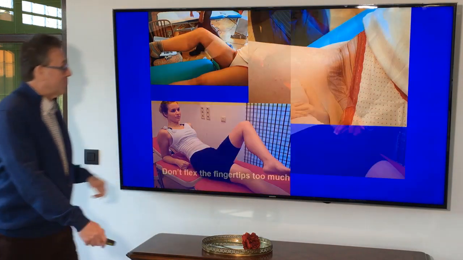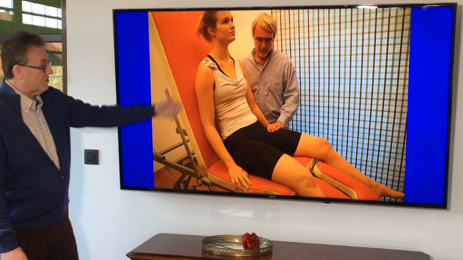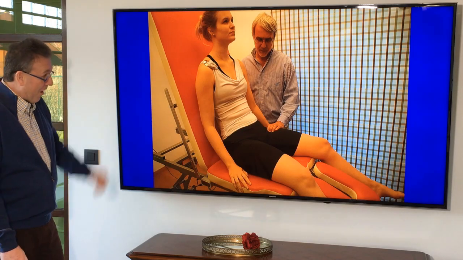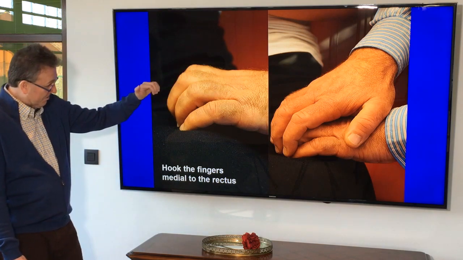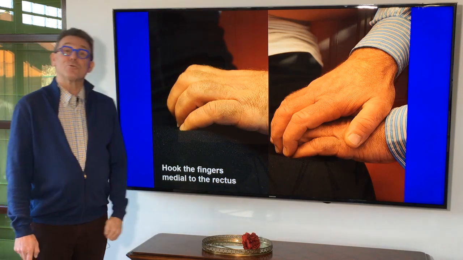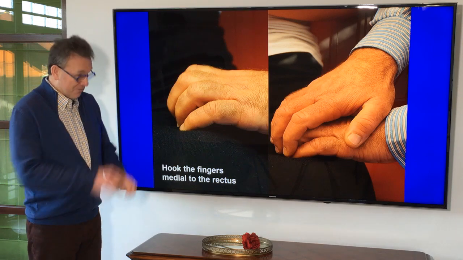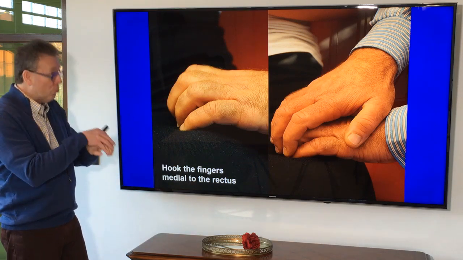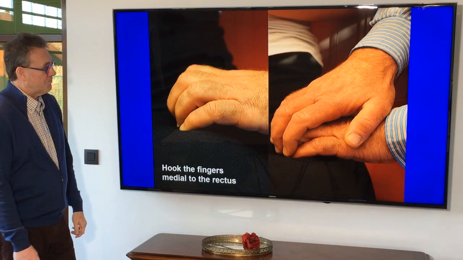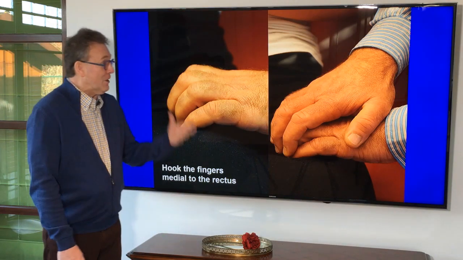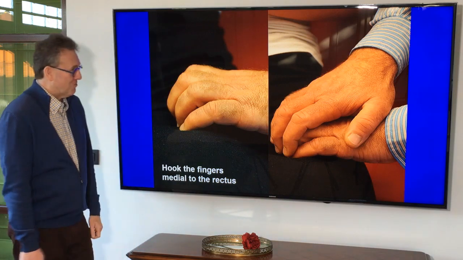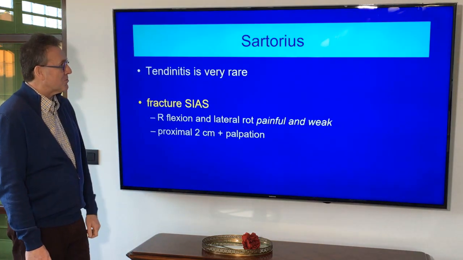And therefore, we put the patient in this position, but now you're going to really hook your fingers lateral to the sartorius, and your friction is just going to pull towards you. Make sure you have short fingernails. If your fingernails are too long, you could damage some skin, and that's not the purpose.